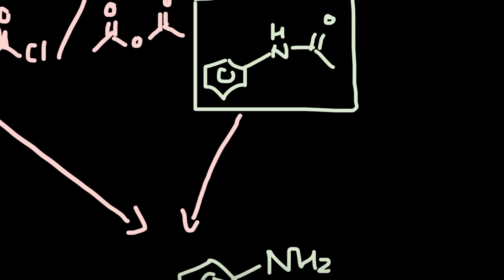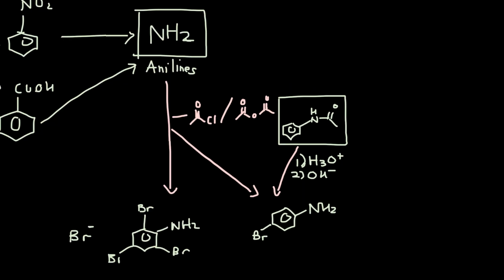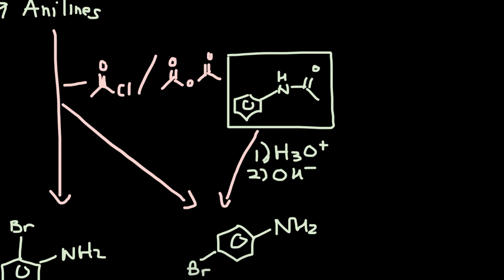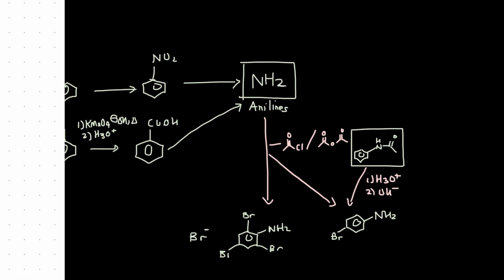By using some acid followed by base. Okay. Oh, I should write that in pink. In base. Okay, so that will get you a mono-substituted aniline.